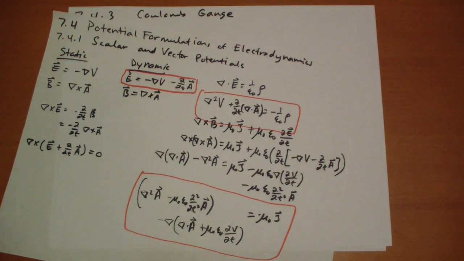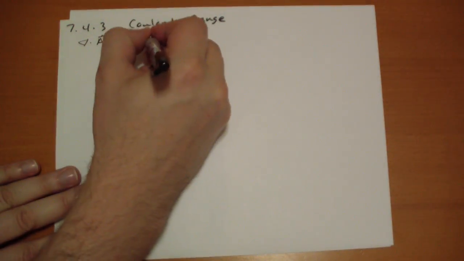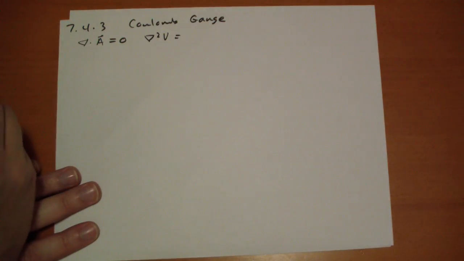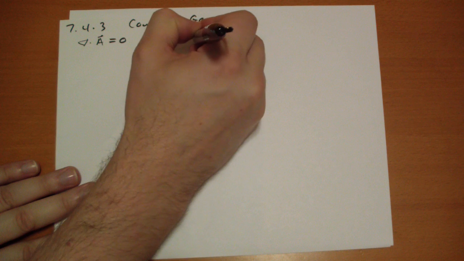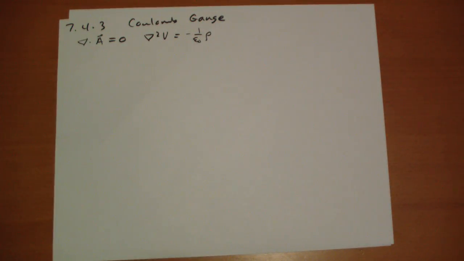When we plug that into Gauss's equation using the potentials, we get that the Laplacian of V is equal to minus 1 over epsilon naught rho. And here we are. This looks like the electrostatic case again with the Coulomb gauge. And indeed, the Coulomb gauge works great for these cases where you don't have any time dependence. But that's not the problem we're usually trying to solve when we use electrodynamics in the first place.